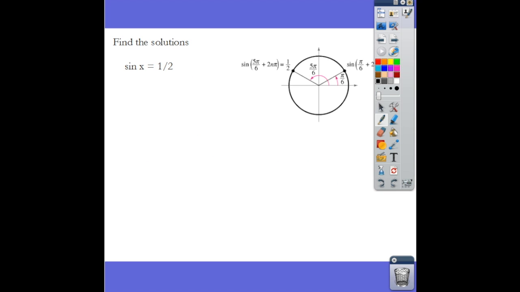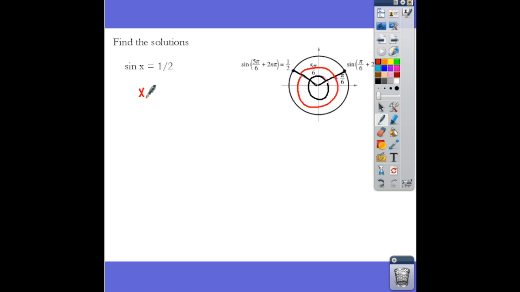Now let's look at sine of x equals 1/2 on the unit circle. Here, you can see that pi over 6 and 5 pi over 6 are solutions to the equation. On the unit circle, we know that you can go around an entire rotation, 2 pi, from either solution and get another solution that is equivalent. You can go around the unit circle infinitely many times from pi over 6 or 5 pi over 6 to get infinitely many solutions again.